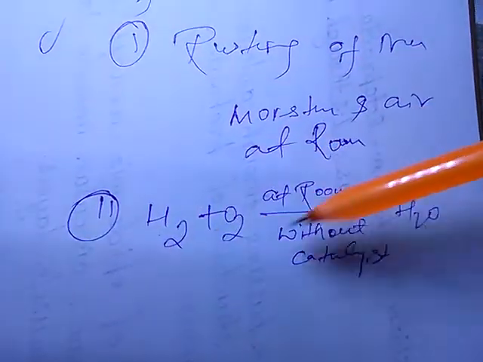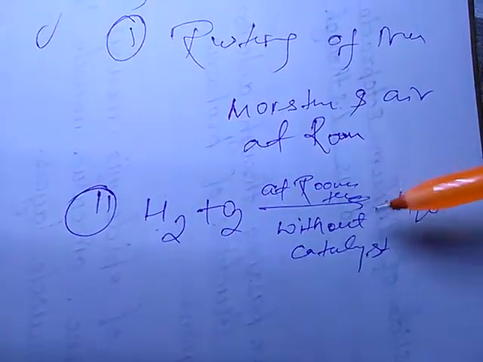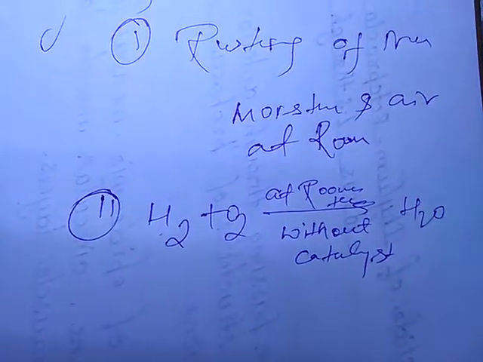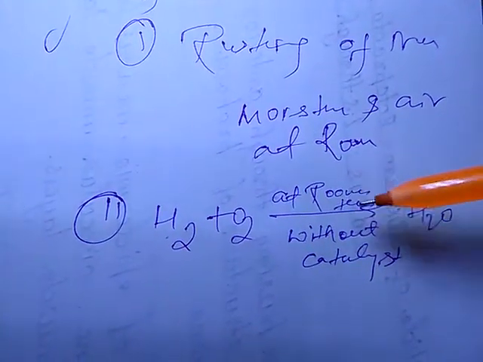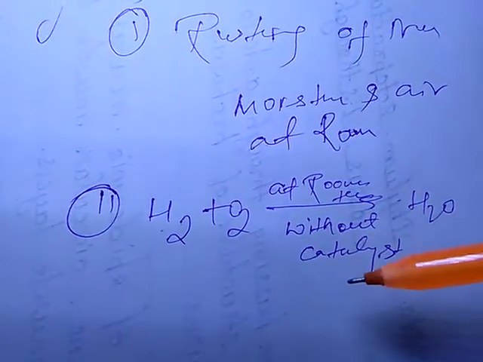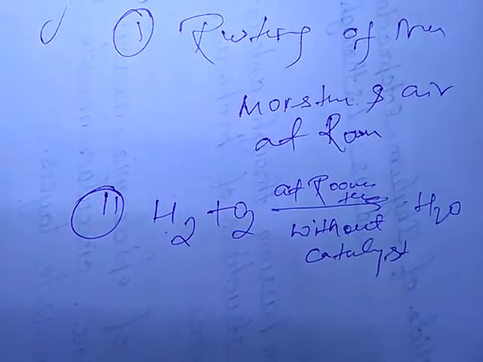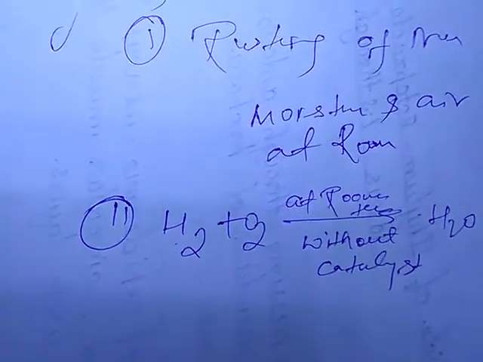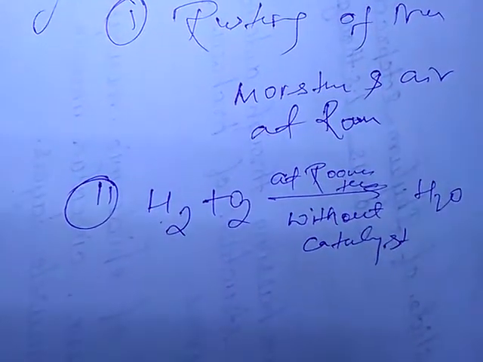This reaction would be occurring very slowly. We all know that hydrogen gas combined with oxygen leads to the formation of water, but in the laboratory some catalyst and some temperature is provided to make it occur at a fast rate. But if we don't provide any catalyst and we leave the reactants at room temperature, then we would see that the reaction occurs at a very, very slow rate. So this is also one example of a slow reaction.